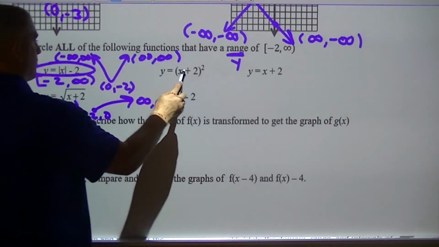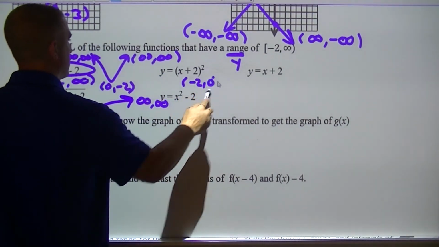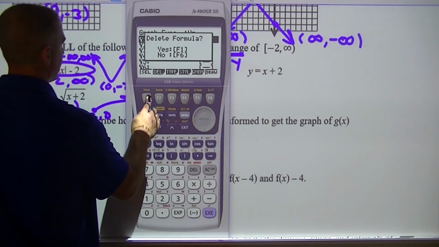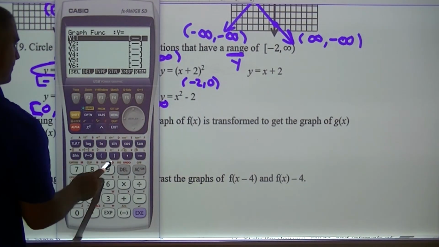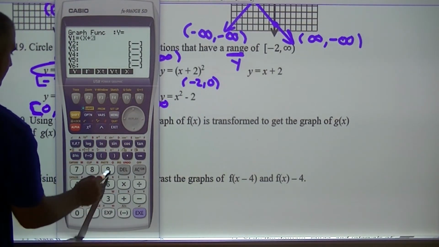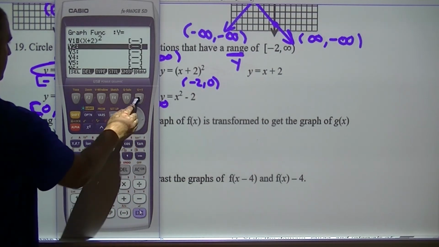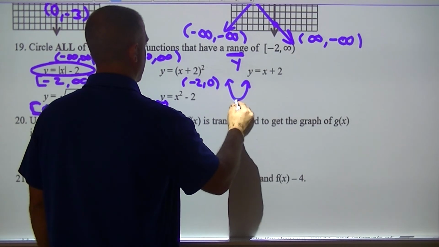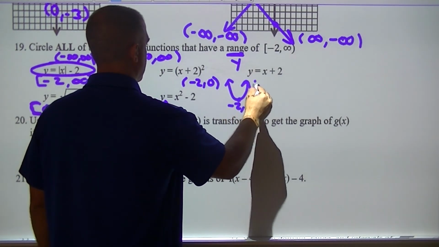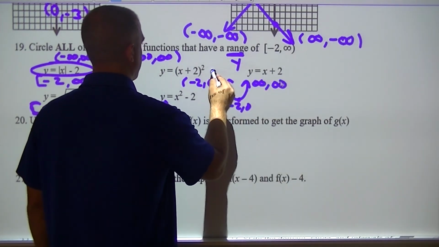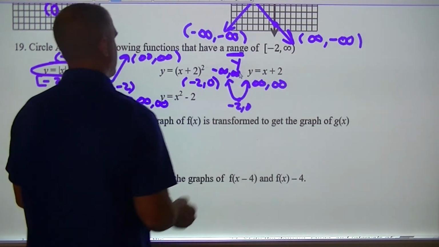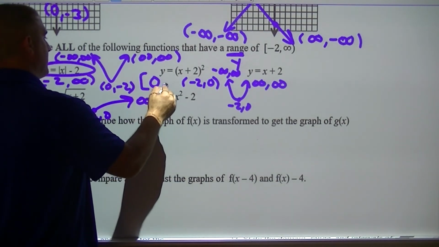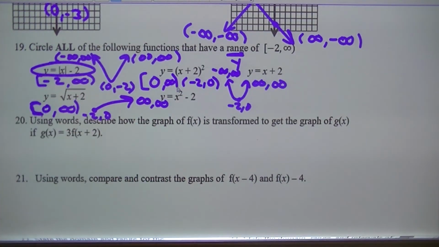Now let's go ahead and look at this one. That anchor point would be negative 2, 0. Just so I get the picture, okay, looks like that. So this is going to be negative 2, 0. This would be infinity, infinity. This would be negative, positive. So my smallest y value that I have is 0 again. And my biggest is infinity. Once again, that's not what I'm looking for.